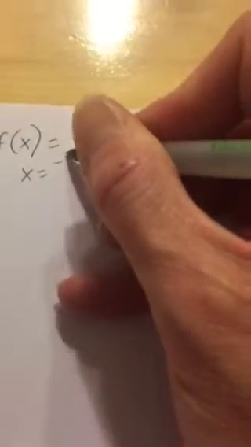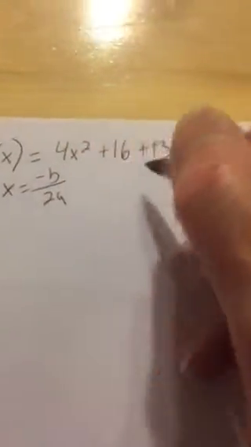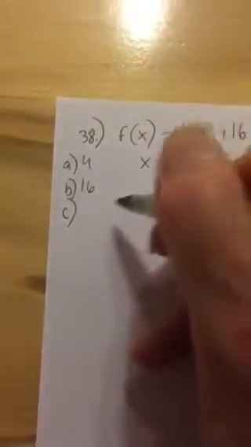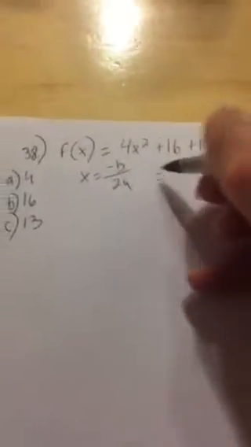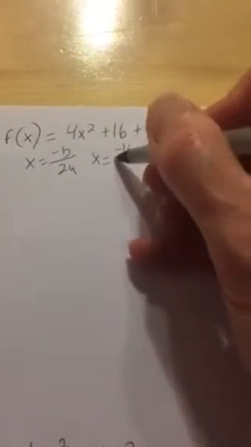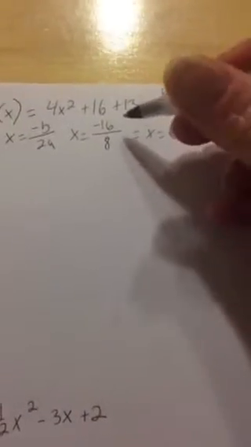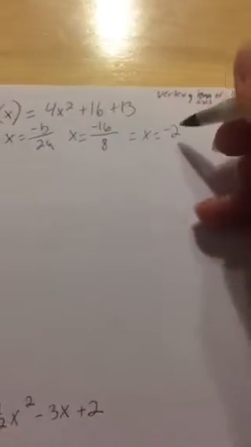Okay, here we go. So problem 38 talks about, same idea, you're going to do x equals negative b over 2a. So you've got your a, your b, and your c. A is 4, b is 16, and c is 13. So I'm going to have x equals negative 16 over 2 times 4, which is 8. If I divide that out, 8 goes into 16 twice, x is going to become negative 2.